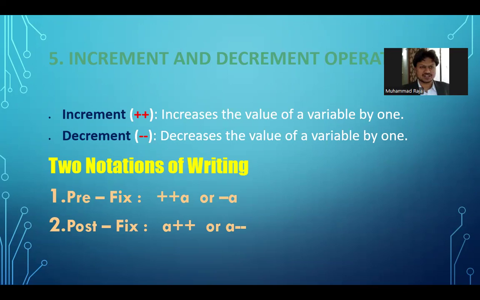There are two writing notations. One is called prefix, another is called postfix. In prefix notation, you put the symbol first and then the variable. In postfix notation, you put the operand first and then the operator. That's why it's also called a unary operator, because it has only one operand and one operator.